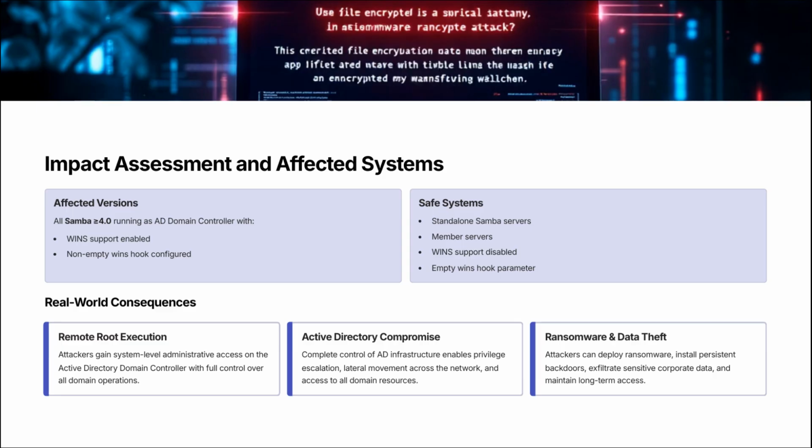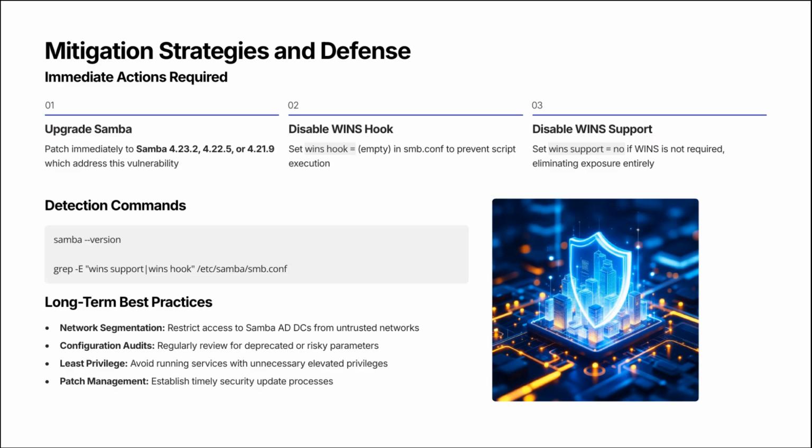Understanding the potential impact and the systems affected is crucial to assessing the risk level and preparing appropriate countermeasures, which will prevent script execution. Truly, if WINS is not required, disabling WINS support will eliminate exposure entirely. This can be done by setting the WINS support parameter to no. To check your current Samba version, you can use the command samba --version. To detect whether WINS support or WINS hook is enabled, you can use the grep command with the pattern "wins support|wins hook" on your smb.conf file.